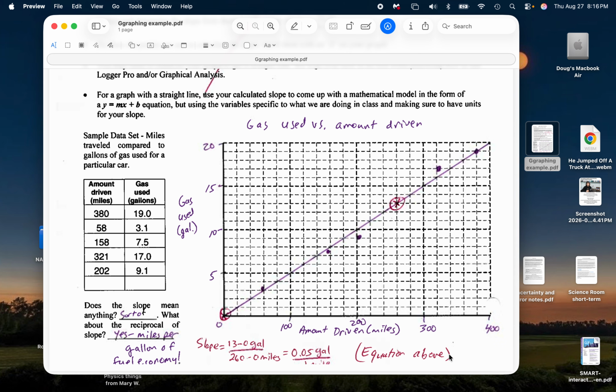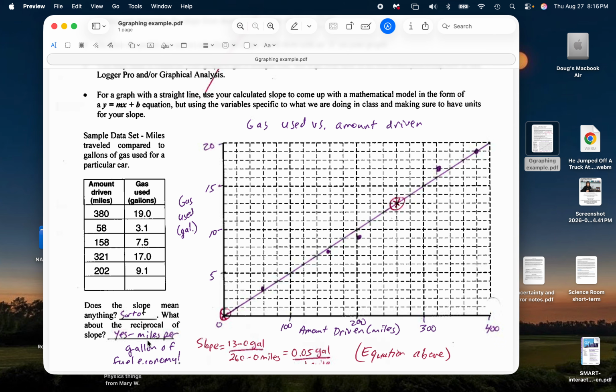And I didn't have room to do the equation here, so I did that back above. So the slope sort of means something. It tells us the rate at which we use gas. We don't typically use those units in the US. And Canada and other countries that use liters for gasoline, they do. They have things like 5 liters per 100 kilometers. So they do look at it that way. But we tend to think of it as miles for every gallon of gas.